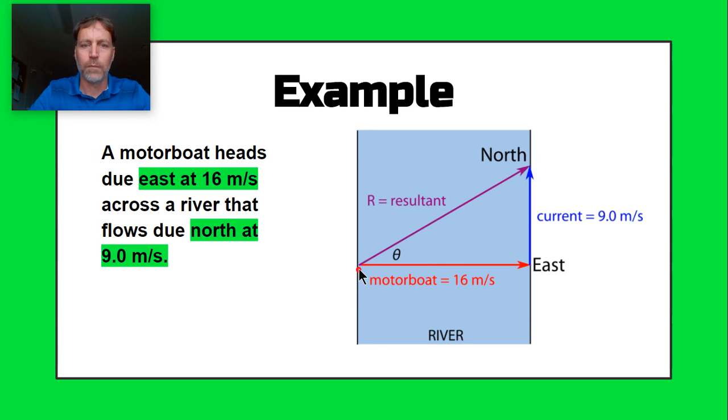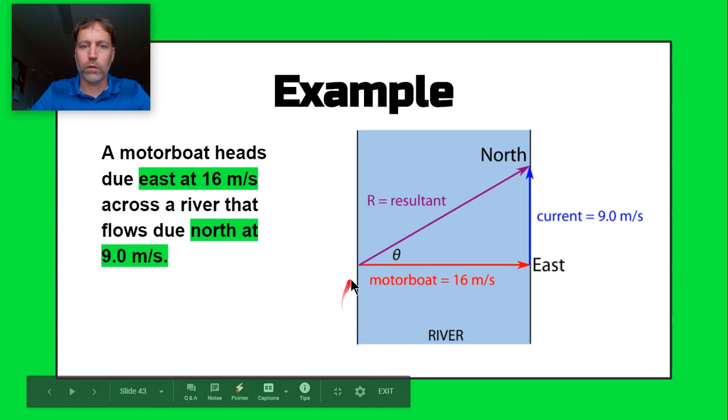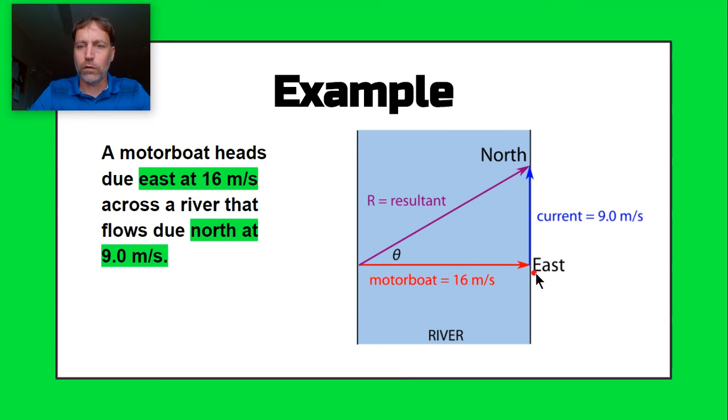So what happens if you just go across at a constant speed and you don't try to steer into it, you just go straight, don't change your steering at all? You will be pushed downriver down to here. So even though you started here, because of the current that is pushing at you at 9 meters per second, you'll end up down here. So what is this resultant right here, and at what angle would that be?